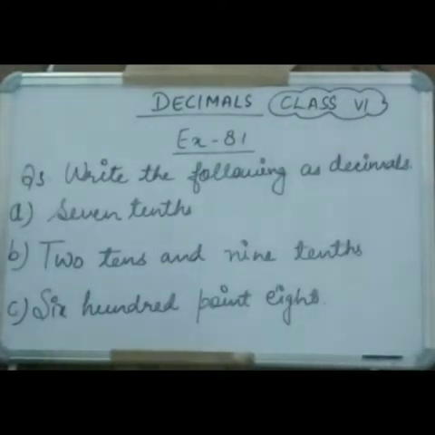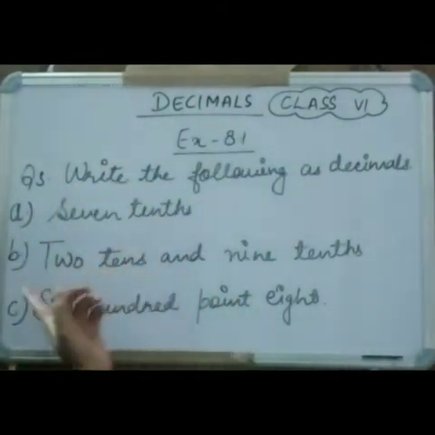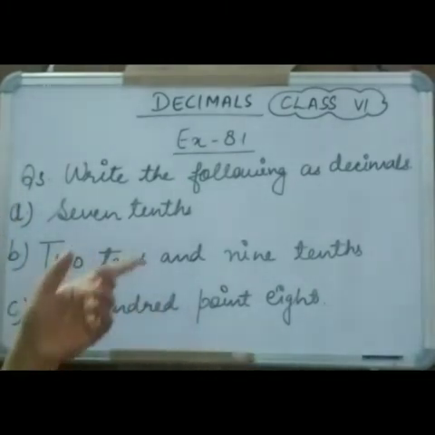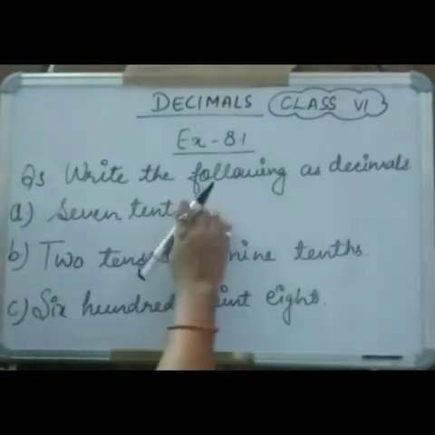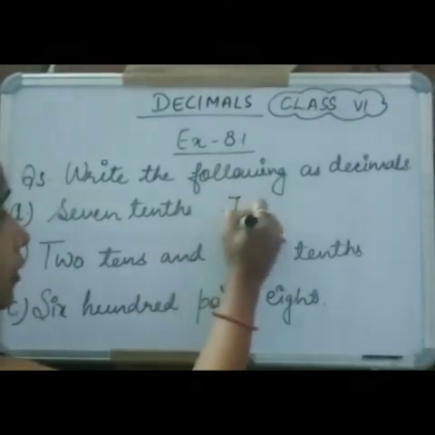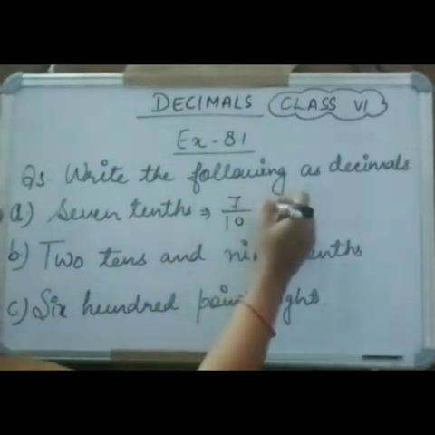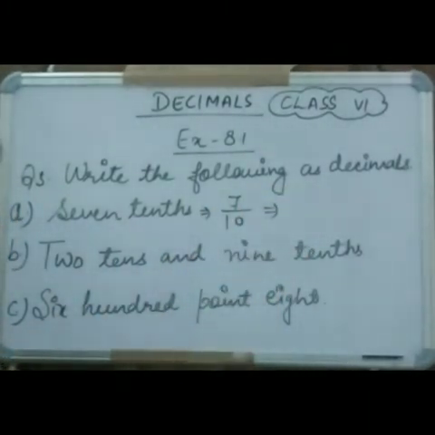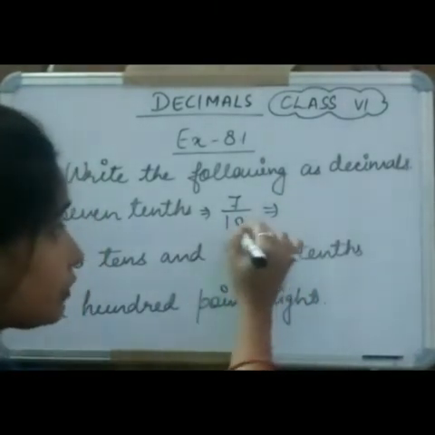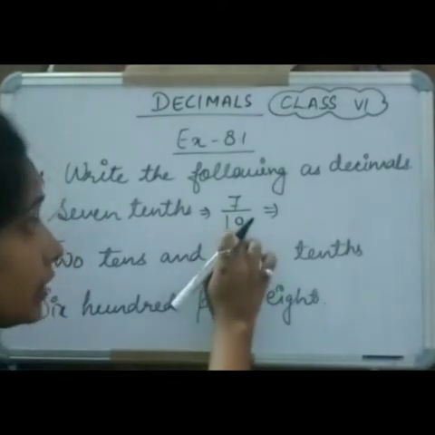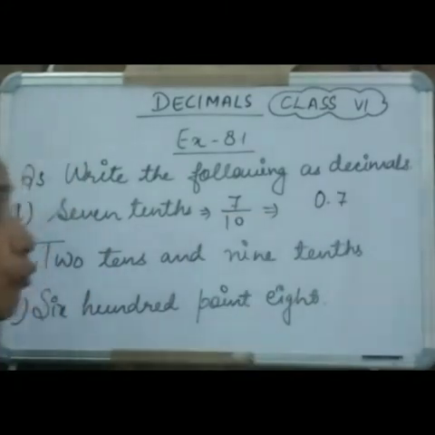The next one is: write the following as decimals. Here it is given in words and you have to write in decimal form. So here it is written 7 tenths. 7 tenths means 7 upon 10. First of all you will count zeros. How many zeros are here? One 0 is there. So you will write here 0.7.